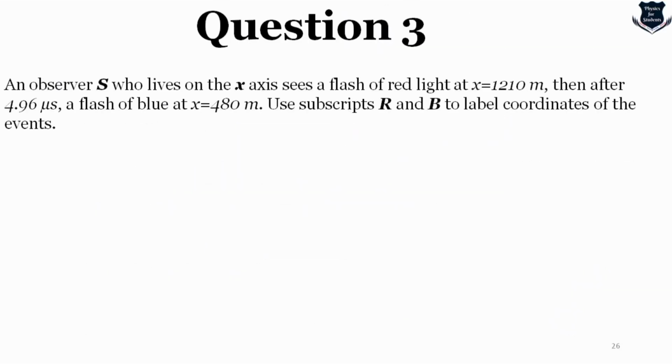Okay, this is a very interesting question. I would like to tell you these are from Yale University, the famous Yale University questions. An observer S lives on the x-axis, right? It flashes a red light, which is around 1 to 10 meters. Then at 4.96 milliseconds, he sees a flashlight at 480 meters. We need to use the subscripts R and B to label the coordinates of the events.